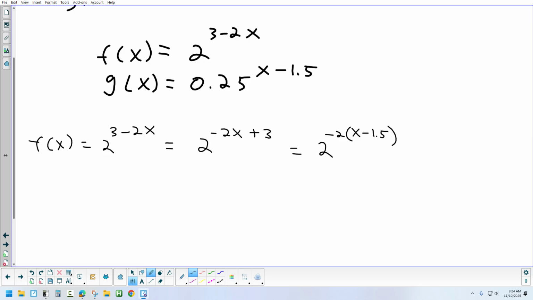Now, if you look at what's happening here, we have negative 2 times, and then we have something in parentheses. We're multiplying two things together inside an exponent. When does that happen? We talked about that earlier. When would you end up with multiplication like that inside of an exponent? If you originally had something like what?